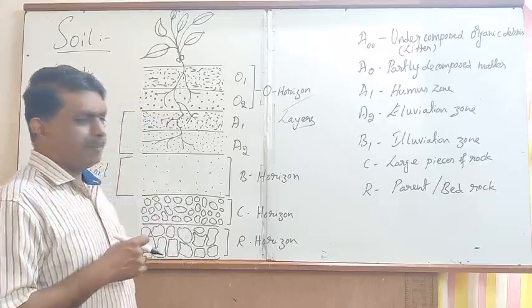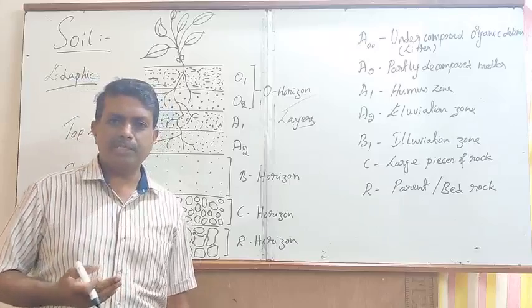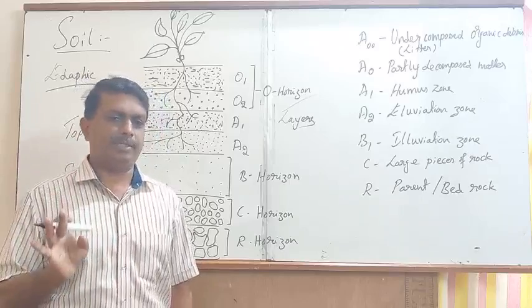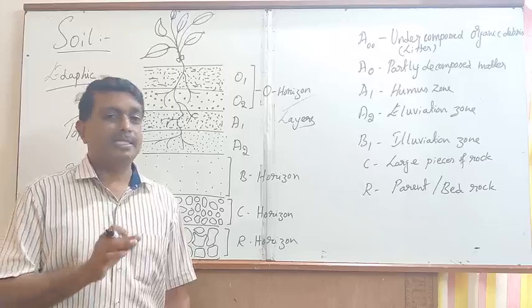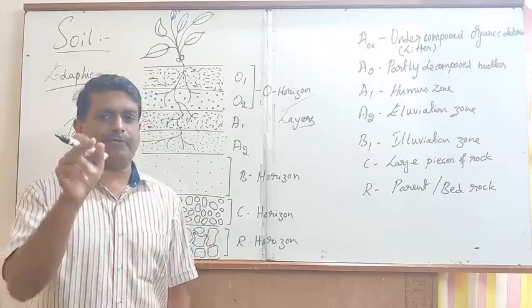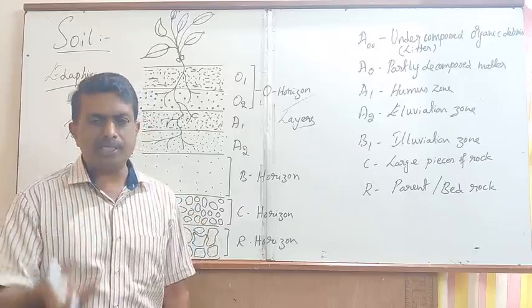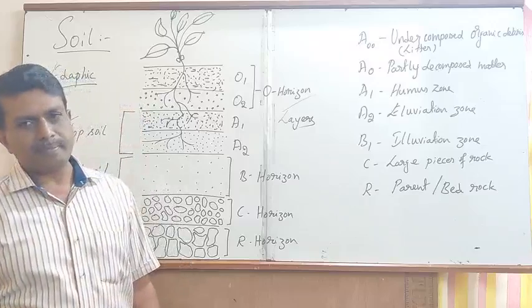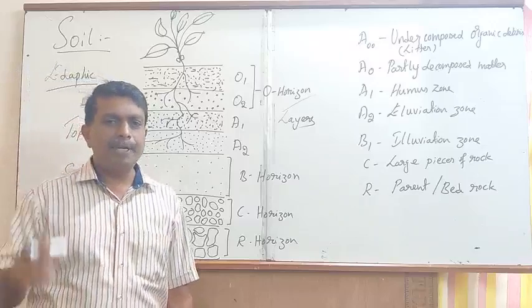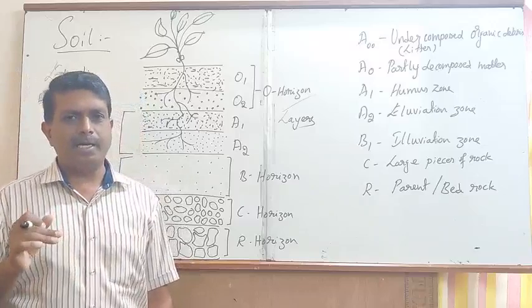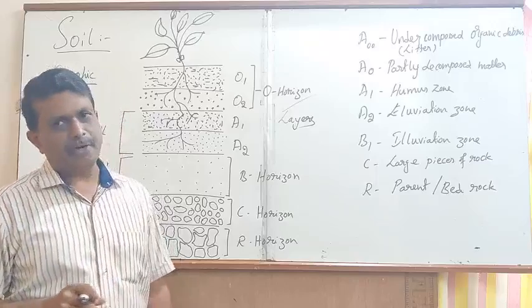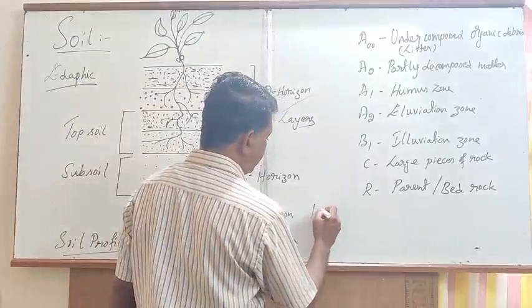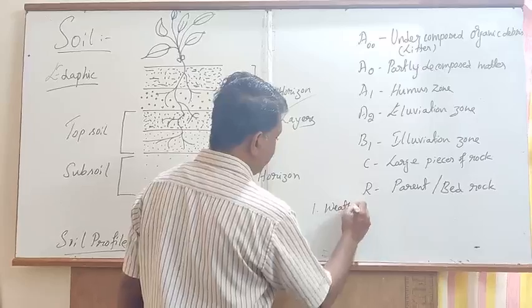The next important aspect is with reference to pedogenesis. Genesis refers to formation. Pedo refers to soil. The process of formation of soil is called pedogenesis. The pedogenesis mainly incorporates three important steps. The first step is called weathering process.